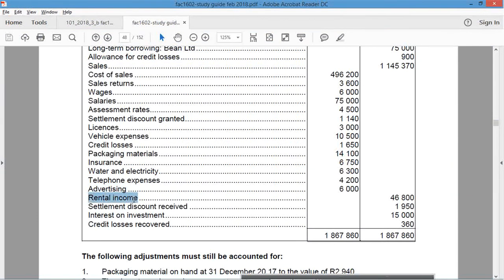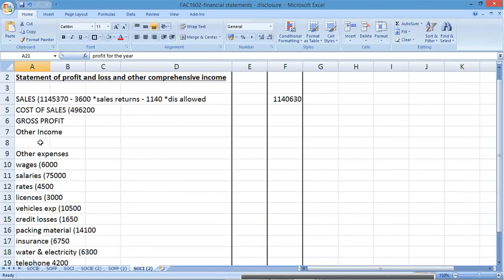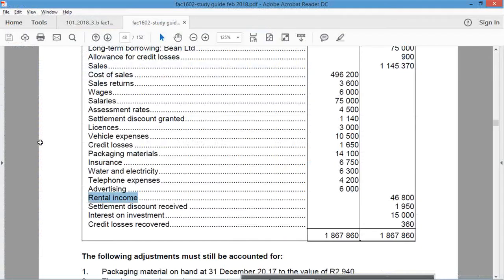Then rental is income. Goes where? Income. 46,800. $46,800, I think I said it. Yeah. 46,800, yes. Settlement discount received is also income.